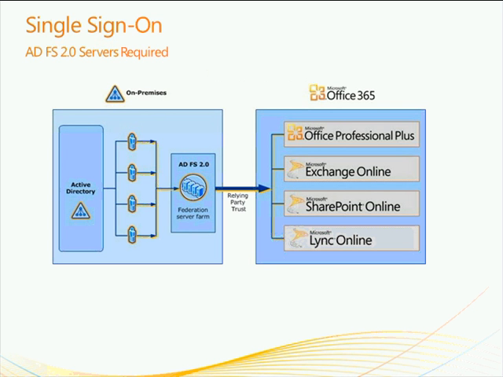Here's a pretty high-level diagram demonstrating how it works. You have Active Directory and ADFS servers on premises. Those services are used to pass authentication tokens to the Office 365 service, and users are then enabled, granted access into the various services.